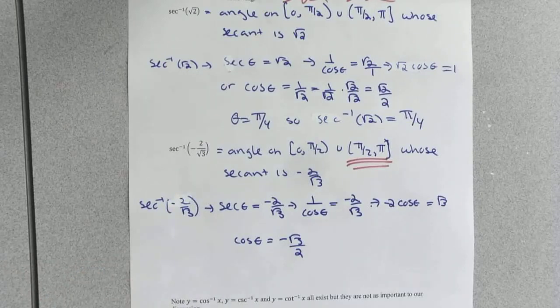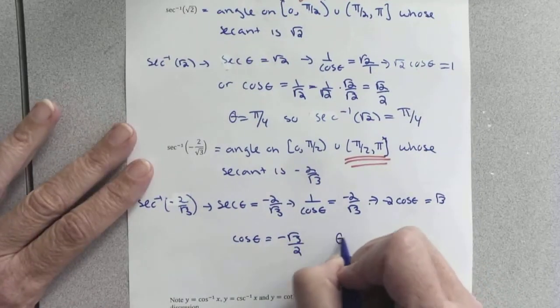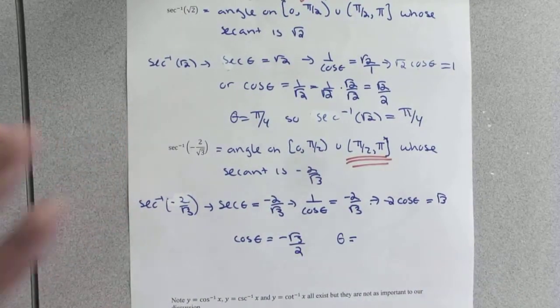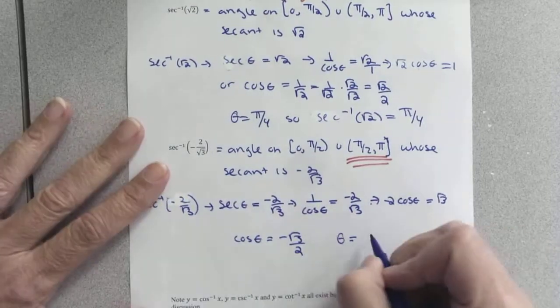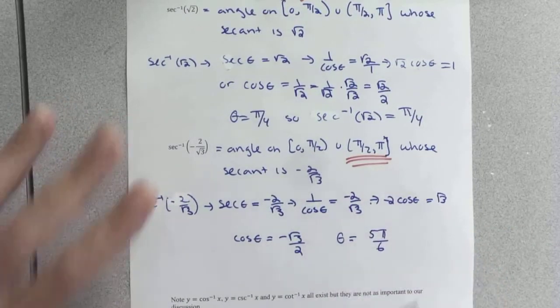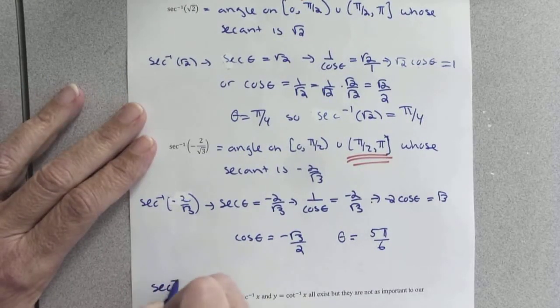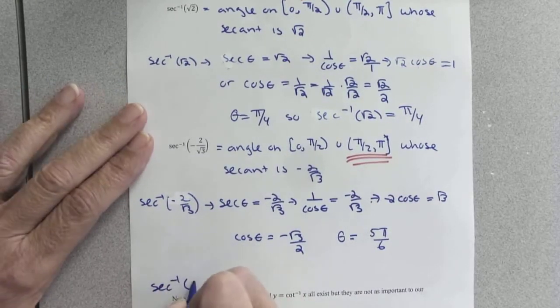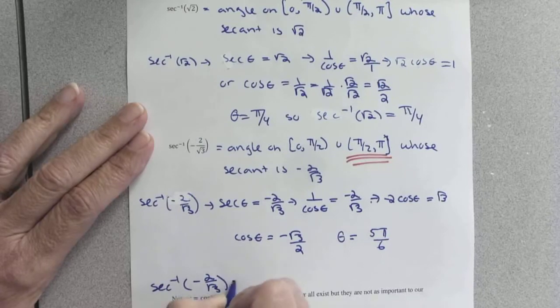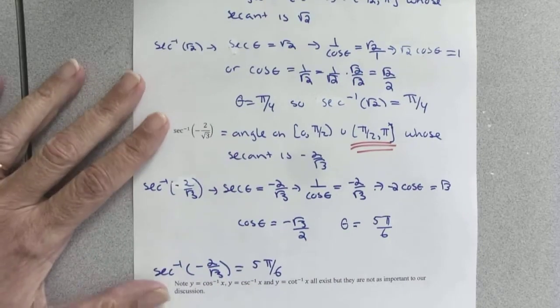So then you're asking yourself, what angle has a cosine of negative square root of 3 over 2? That would be 5 pi over 6. And so we just found out that secant inverse of negative 2 over square root of 3 is 5 pi over 6.